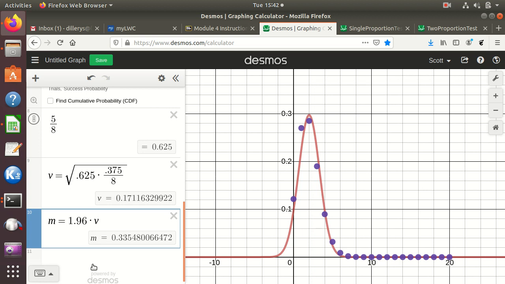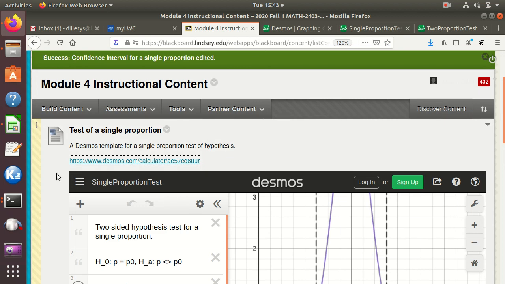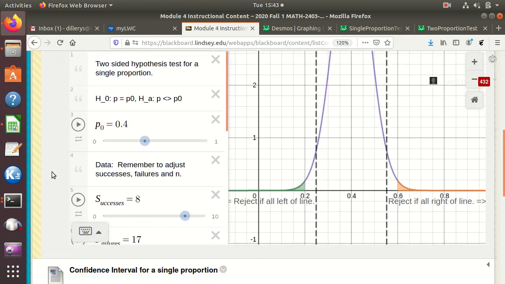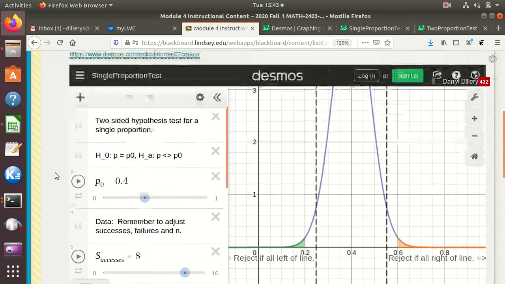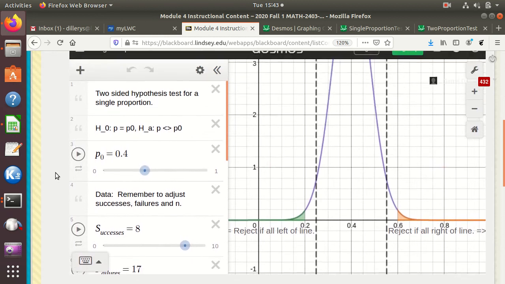Now, for something like this, so this calculates it, but in the instructional content, I put 4 templates and then also videos as to how I made them. Just in case, I think partly I made the videos at one point because I thought I might have you make the templates. I decided not to. But if you look at these templates, you can go there and use actual data in these.